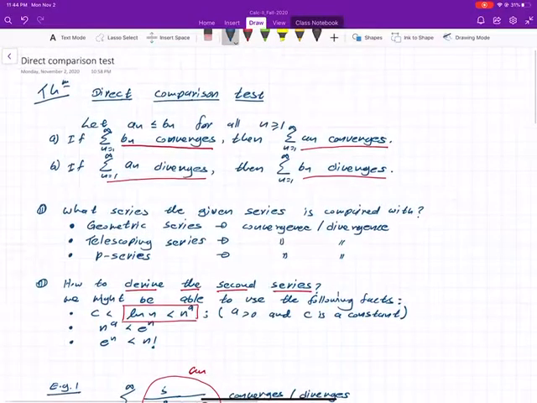All right, so this part of the comparison test is called the direct comparison test. In the next day we are going to learn the limit comparison test.